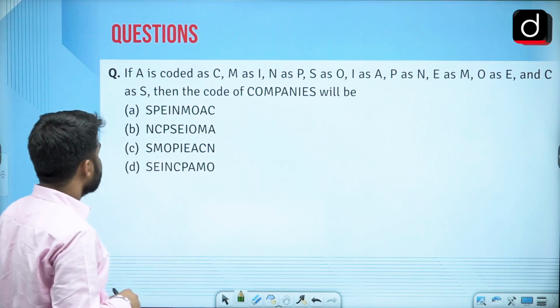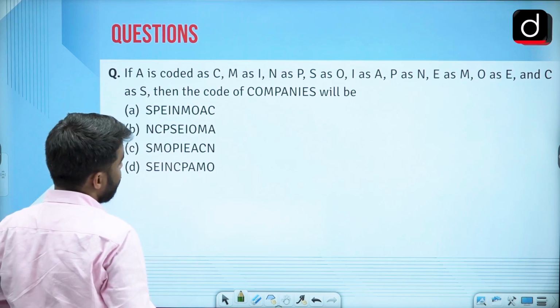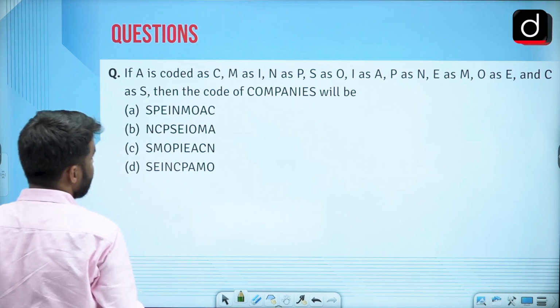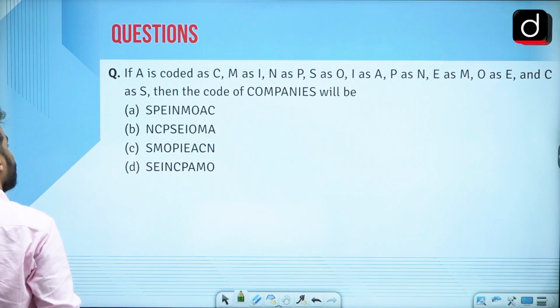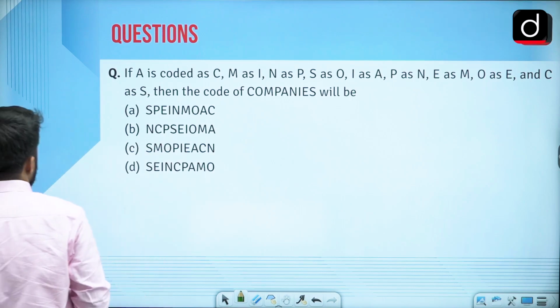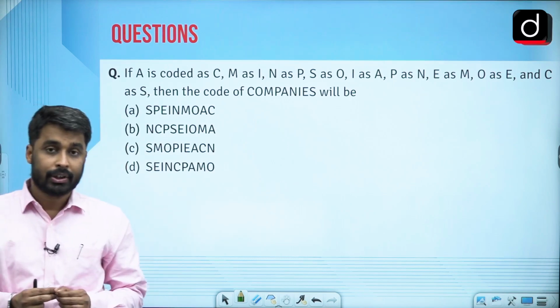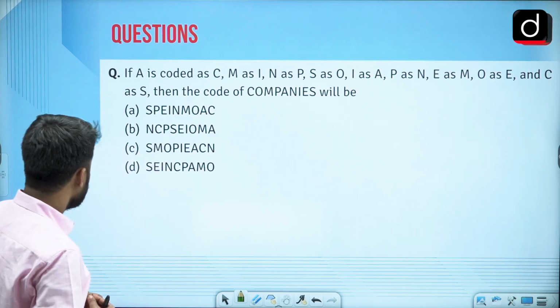If A is coded as C, M as I, N as P, S as O, I as A, P as N, E as M, O as E, and C as S, then the code of companies will be. So you have to find the code for the word companies using the given codes.